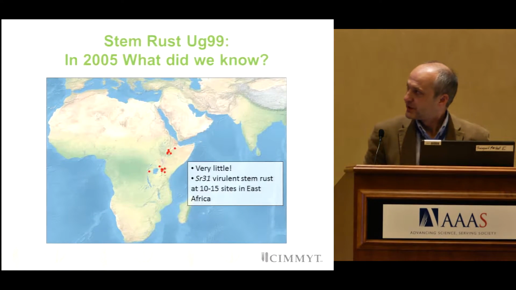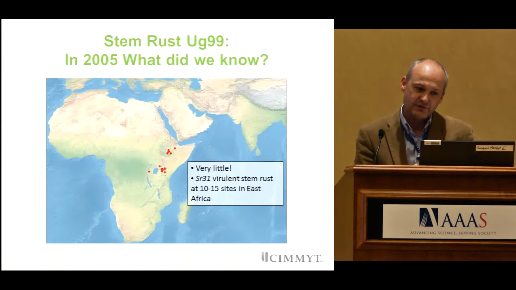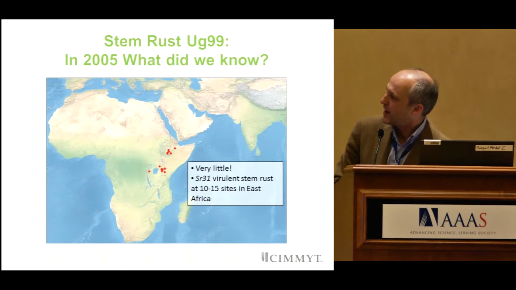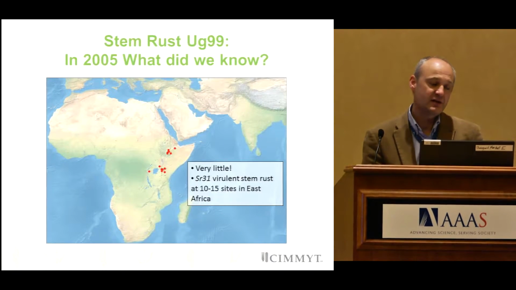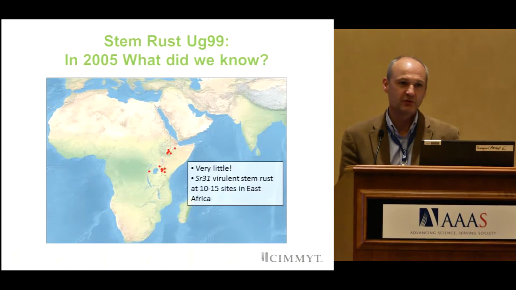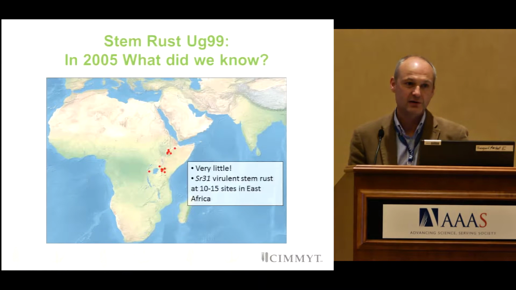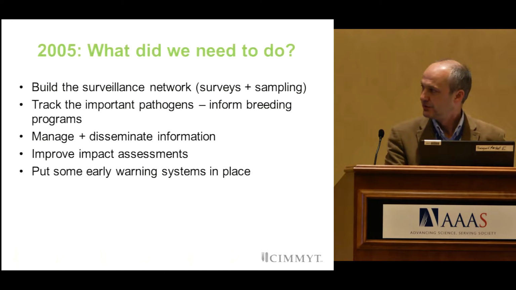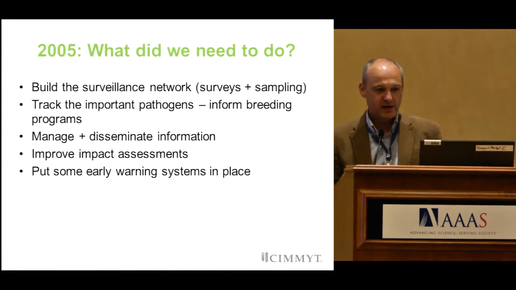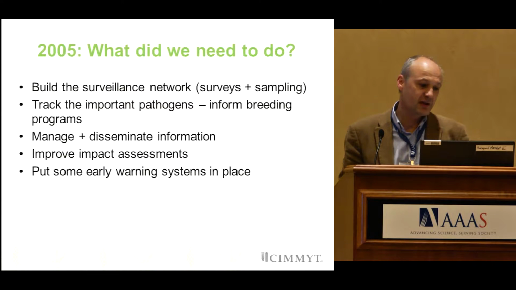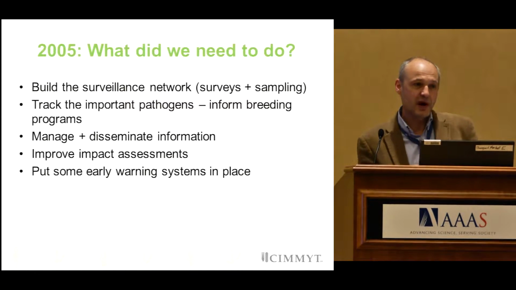So stem rust. Back in 2005, we really didn't know very much about what was happening. There were maybe around 10 sites in Africa where we knew this unique new virulence was present. But that was basically the sum of our knowledge. So what we needed to do at that point was build up the surveillance system. We needed to track the pathogens.